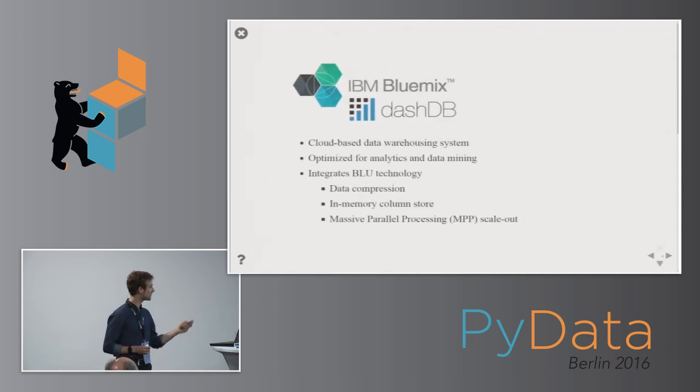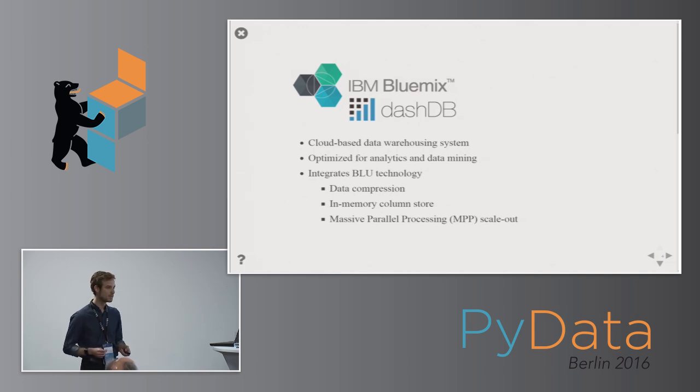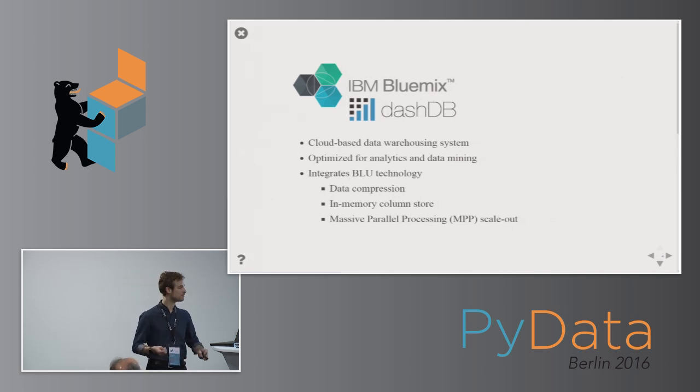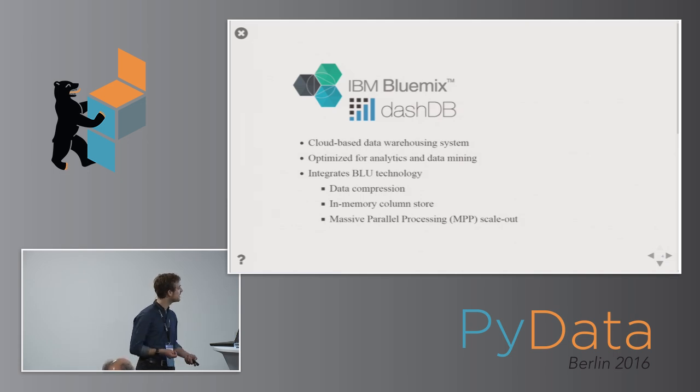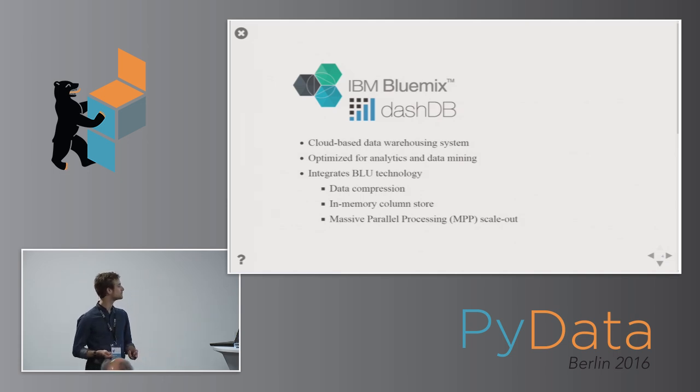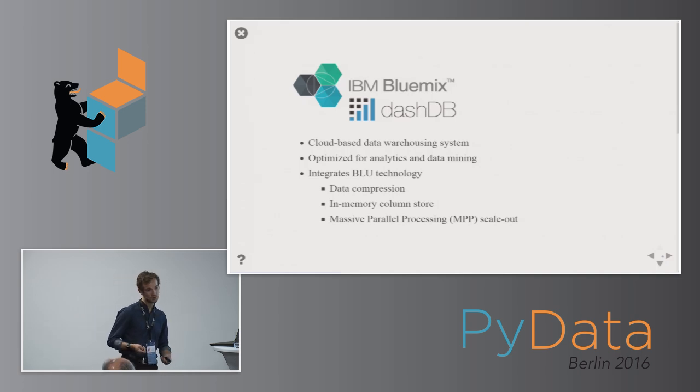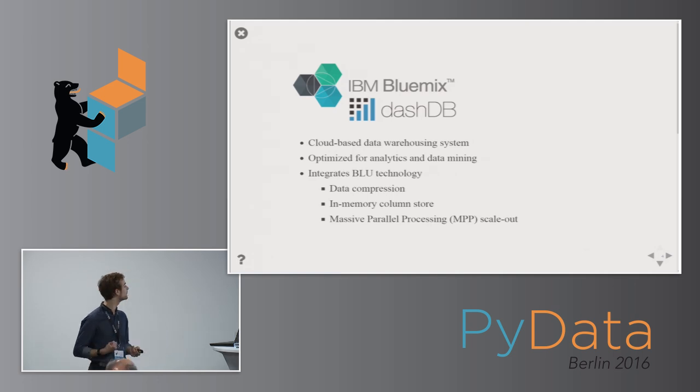And so I just want to introduce IBM dashDB. IBM dashDB is a cloud-based data warehousing system that is available on IBM BlueMix, and it is optimized for data analytics and data mining. It is based on DB2 technology and integrates Blue. That is to say, it has the ability to have very efficient data compression to reduce the quantity of data. It can also perform in-memory column store operations by just aggregating directly on it and deciding automatically if it can put it in memory or not.